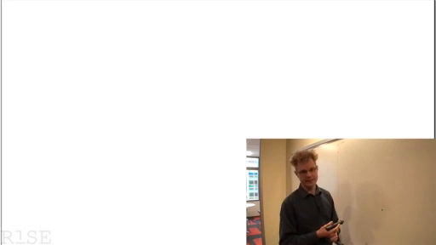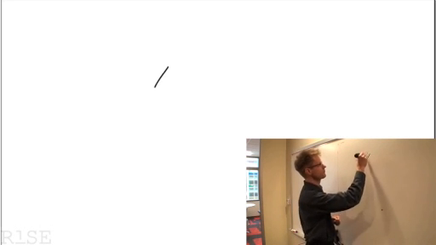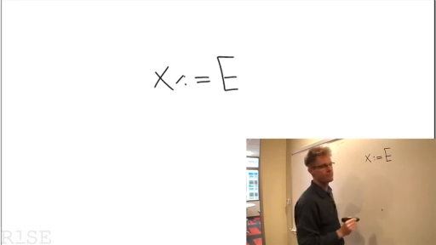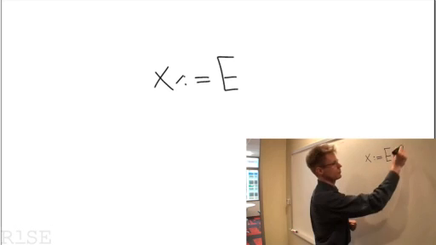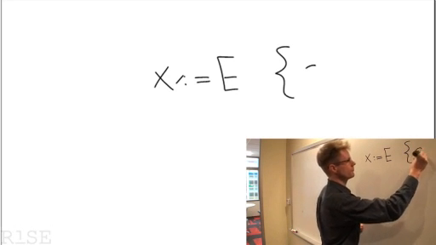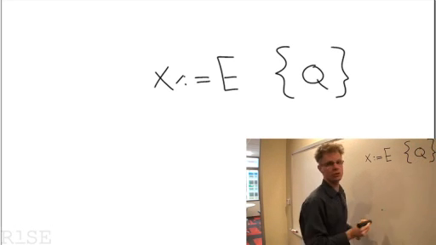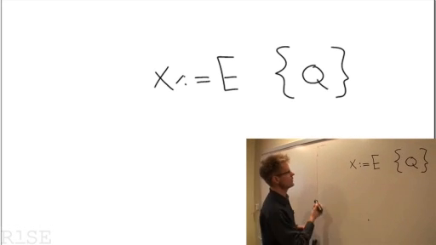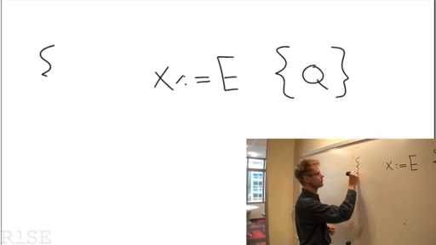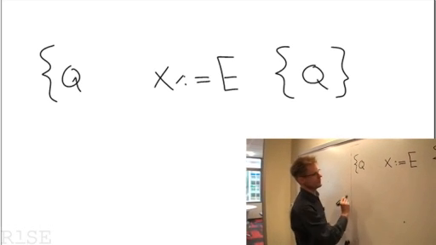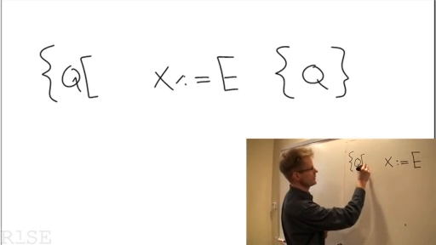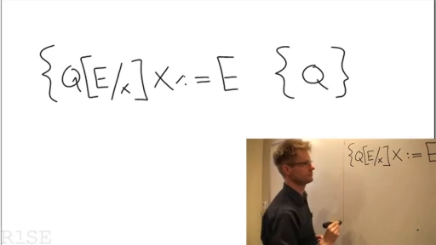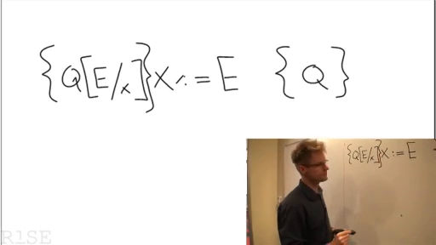All right, for the assignment statement, something like X gets E. If you want that program statement to end in a state satisfying Q, where Q is some condition on the program state, then the state that you want to start this program in would be the same state Q, but where we have replaced the variable X with the expression E. Let me give you some examples.